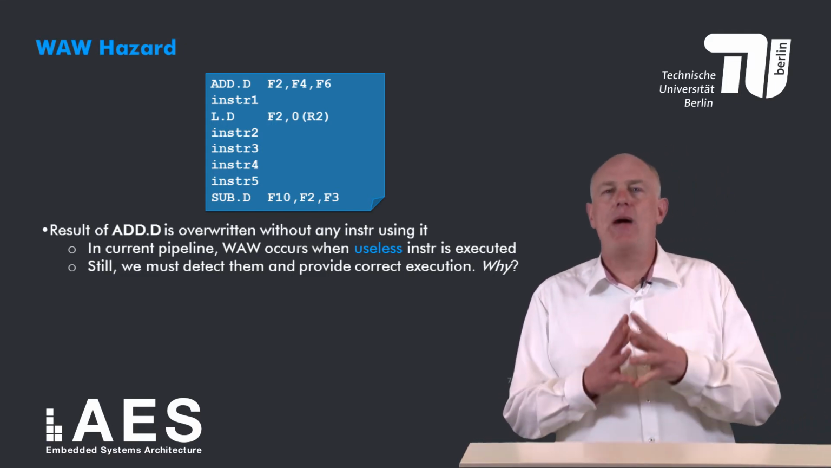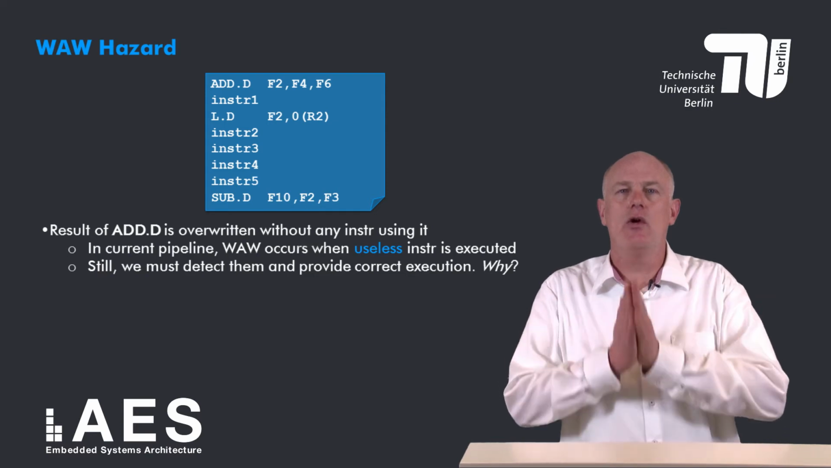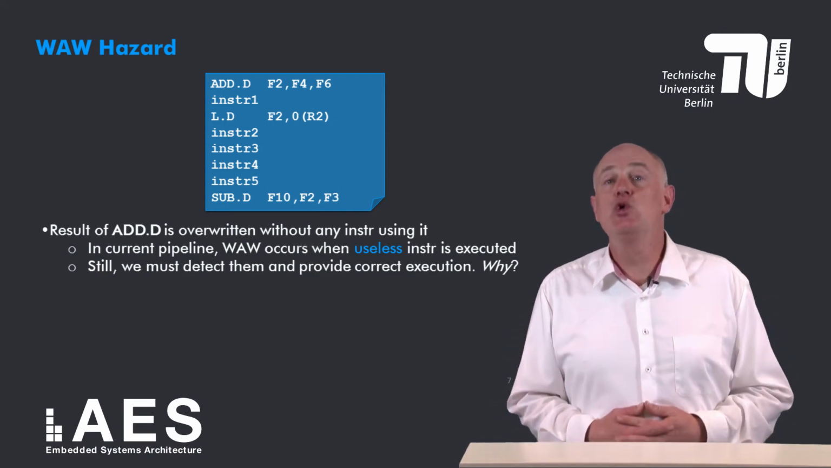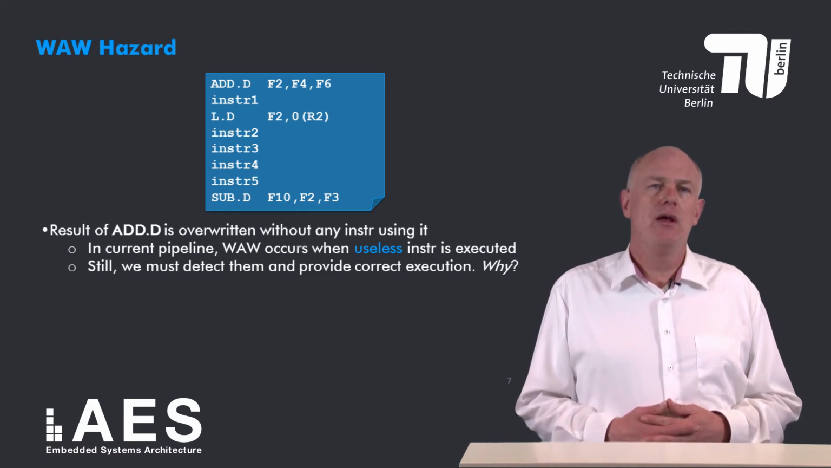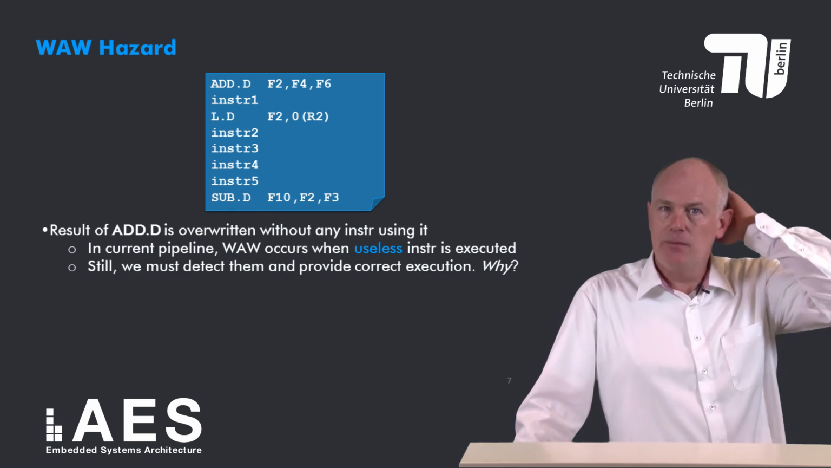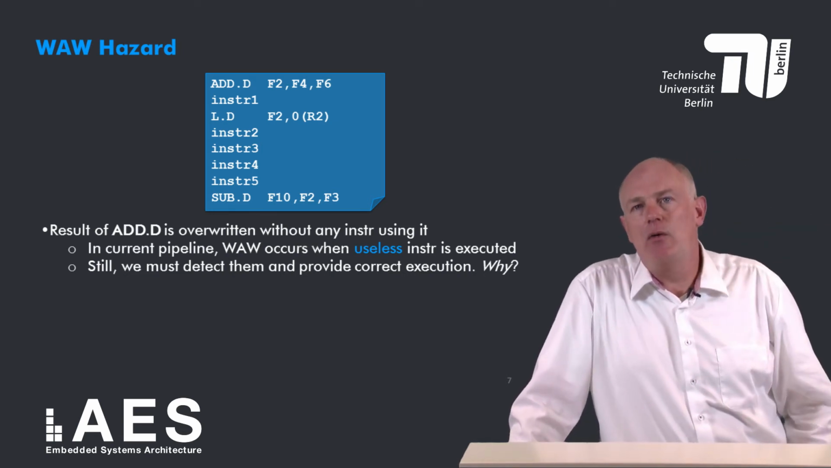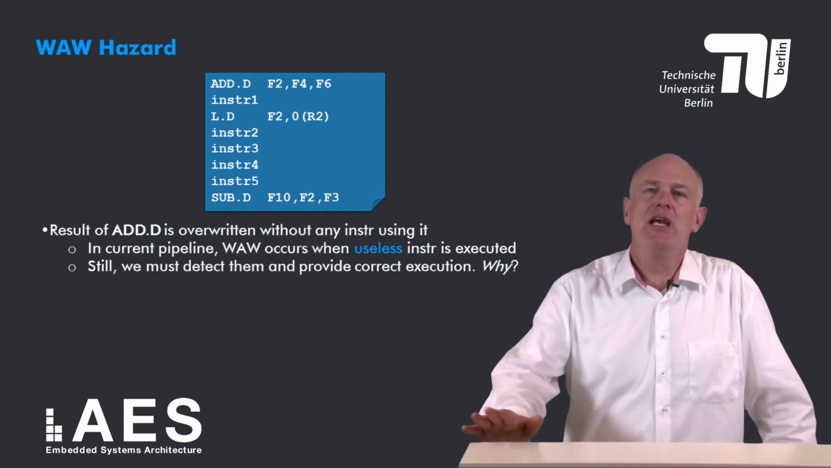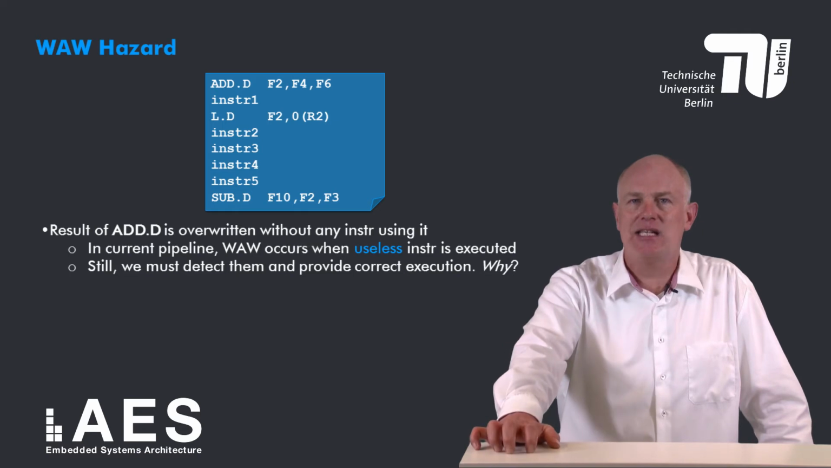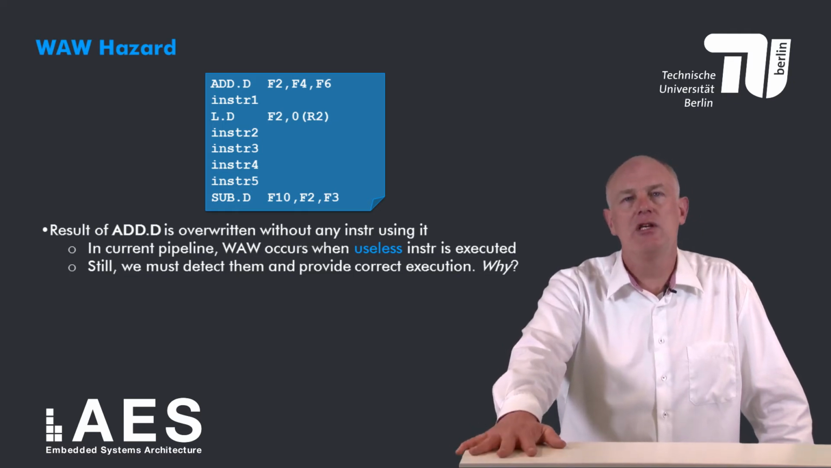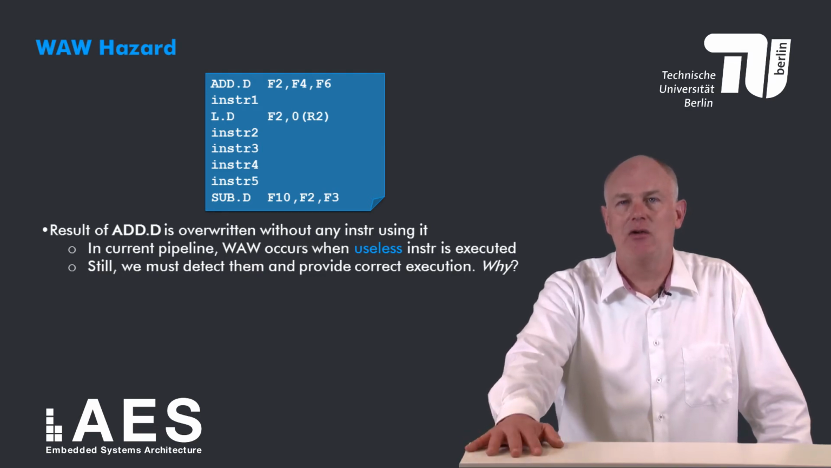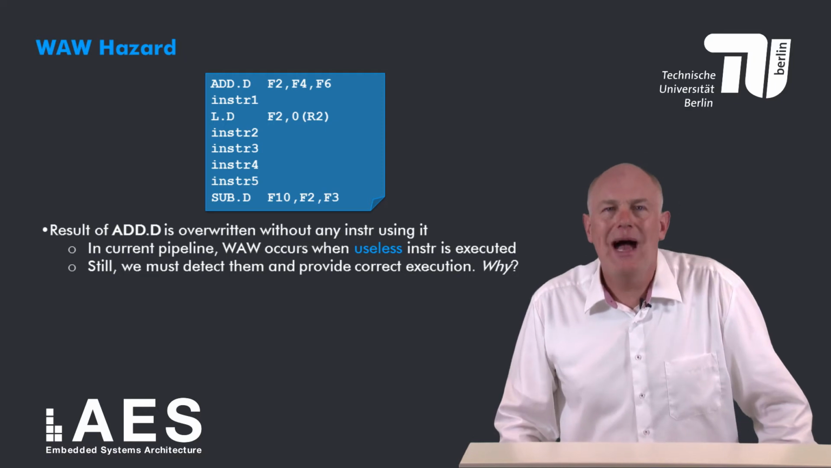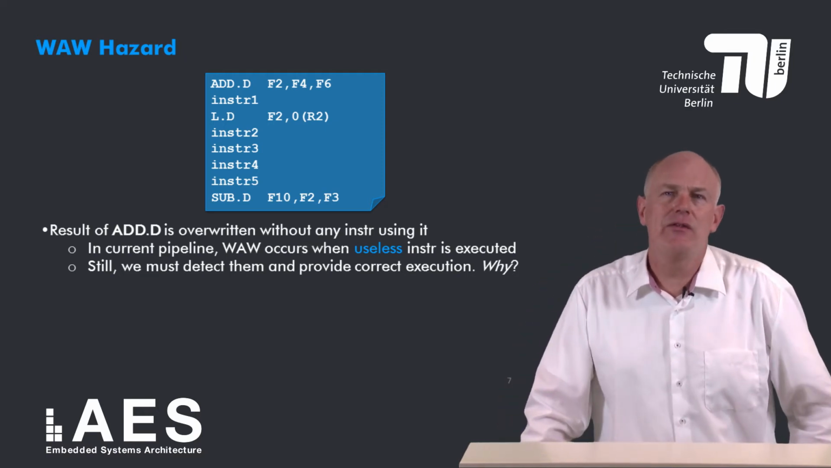In fact, in the current pipeline, a write after write hazard occurs if and only if a useless instruction is executed, whose result is never used. That doesn't make any sense, does it? Why should the assembler programmer or the compiler generate useless instructions? Can't we simply assume that useless instructions are never executed? Unfortunately, the answer is no. We must detect the write after write hazard and provide correct execution. But why? I give you 5 seconds to think of an answer.